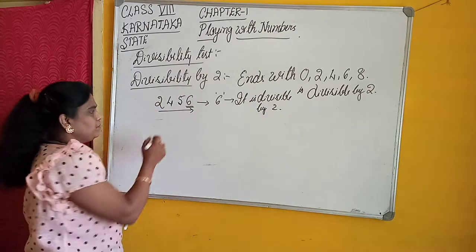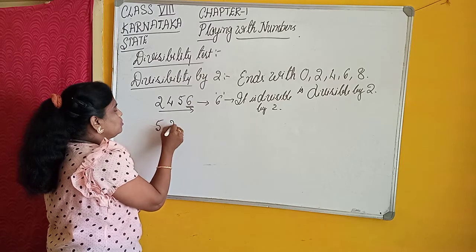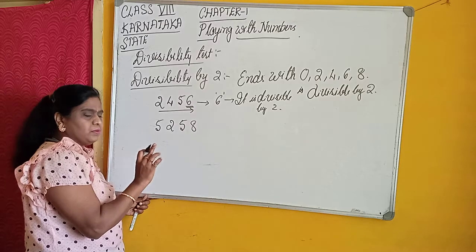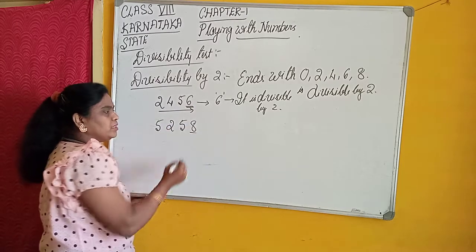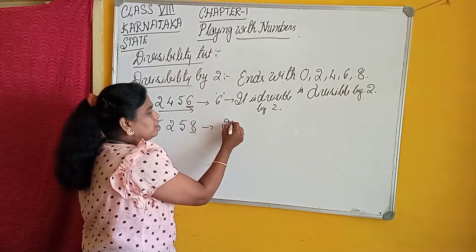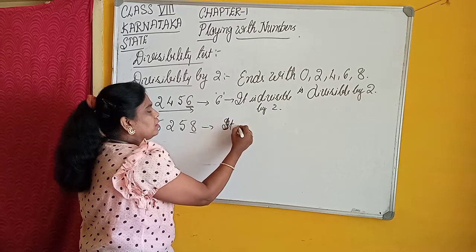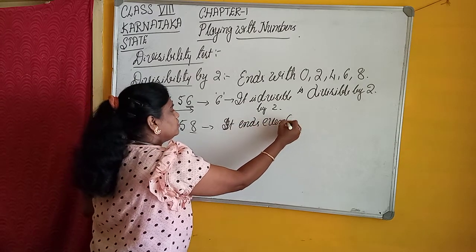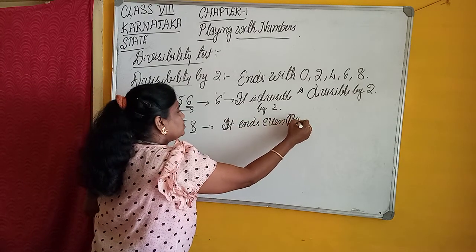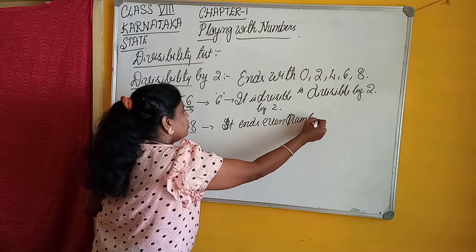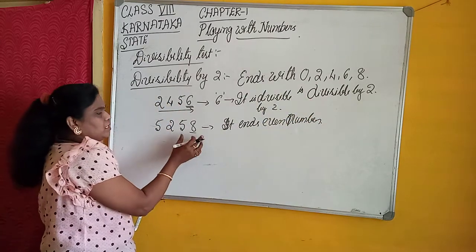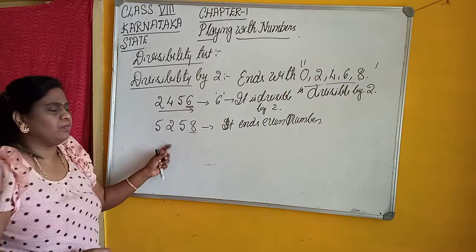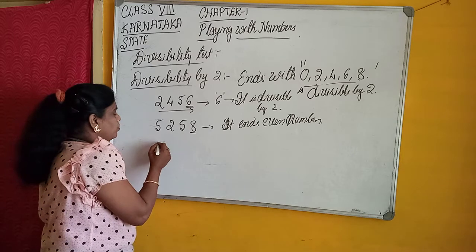I will give one more example, 5258. Let us check whether it is divisible by 2 or not. Look at the last digit. It ends with 8, an even number. This 8 is in this group, isn't it? Therefore, this number is divisible by 2.